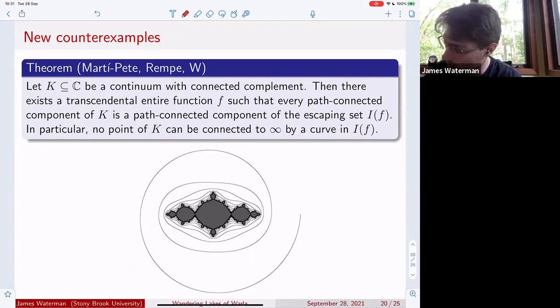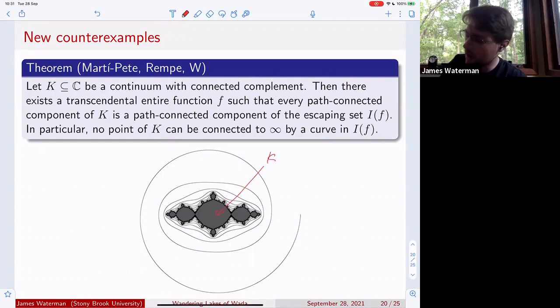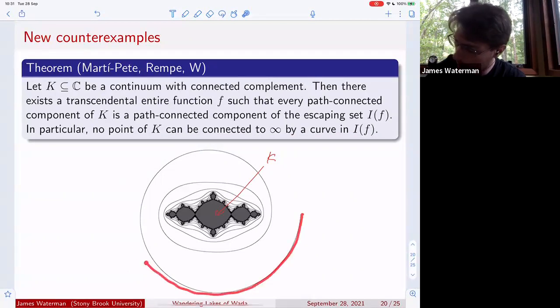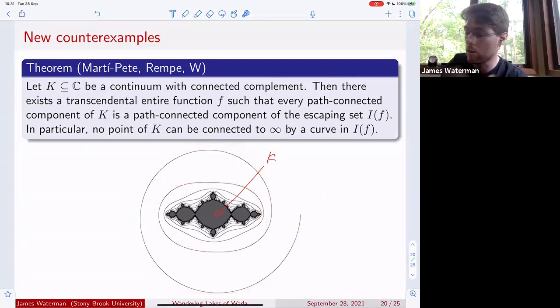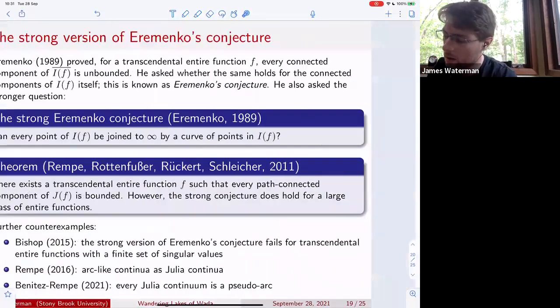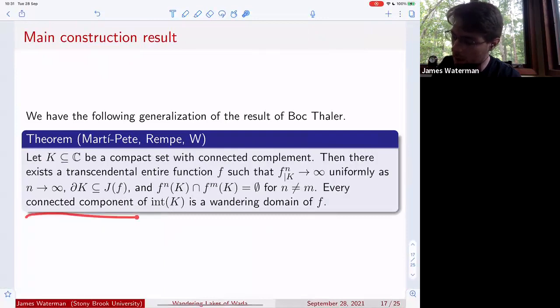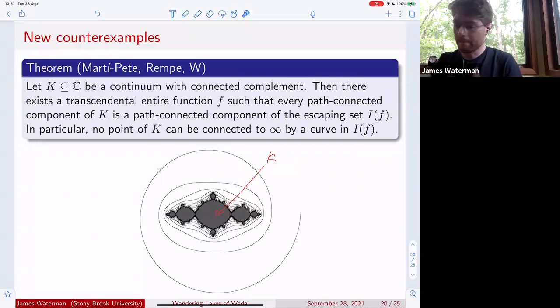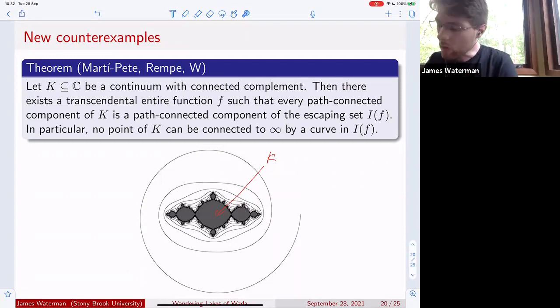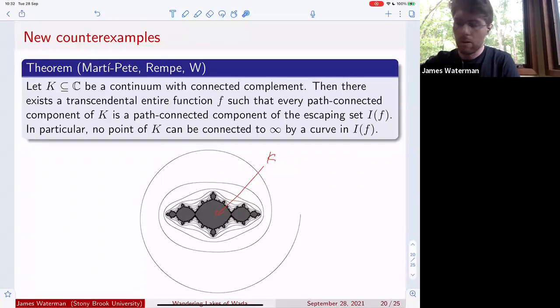And in general, what do we do? So if this is our set K here, a Basilica-looking Julia set, what do we do? Well, basically what we do is we add on this spiral that accumulates nicely on the boundary of our set K, and then we apply our main construction result to this new set. And in doing so, what we obtain is that we can't connect K nicely with a curve in the escaping set off to infinity.